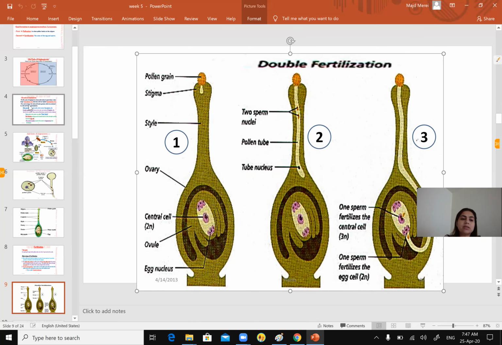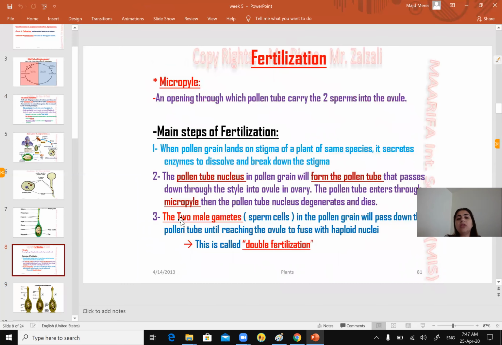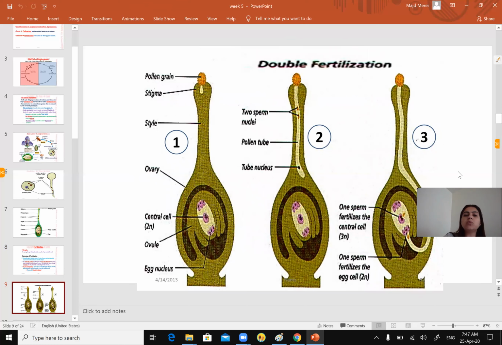And at the third step, the two male gametes, the two sperm cells, will pass down the pollen tube until reaching the ovule to fuse with haploid cells, okay? This is called double fertilization. The first one, one sperm will fertilize the egg cell, this one in the center. Sperm and egg cell, 2N. Zygote, which will form the embryo.